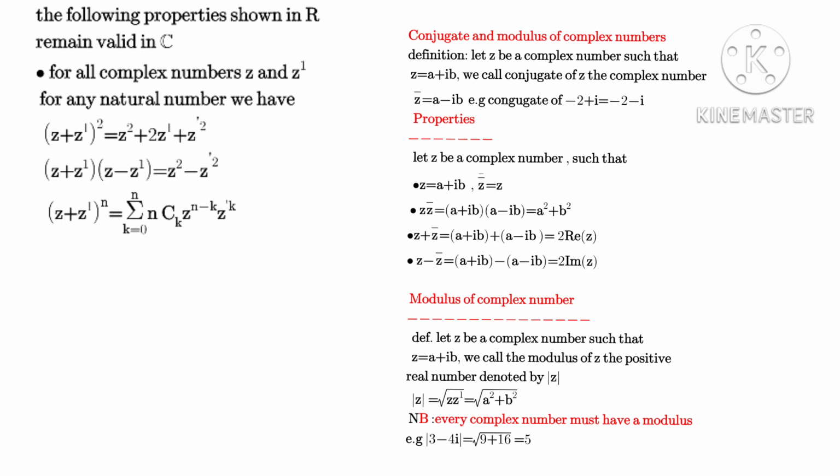Then we have the modulus. The modulus of a complex number is the positive real number, and it is denoted by the modulus sign around z. So we have the modulus of z equals the square root of a squared plus b squared. And what's the square root of a squared plus b squared? It is still the same thing as the square root of z times z bar. So every complex number must have what? A modulus.